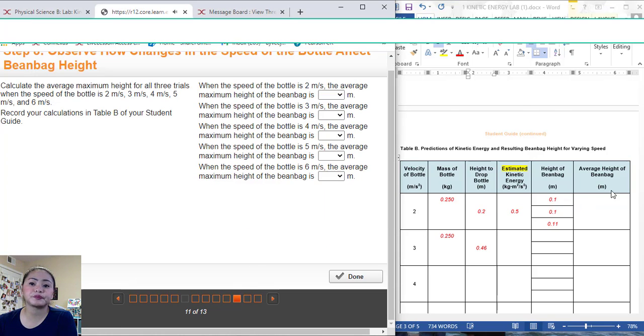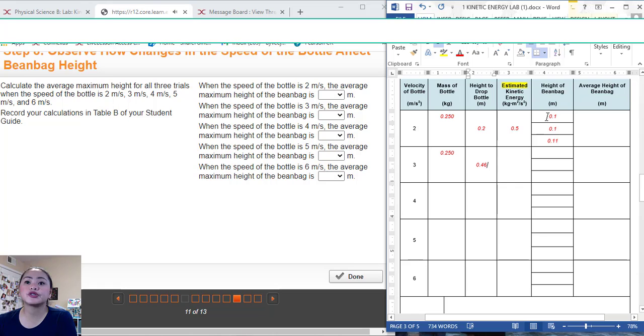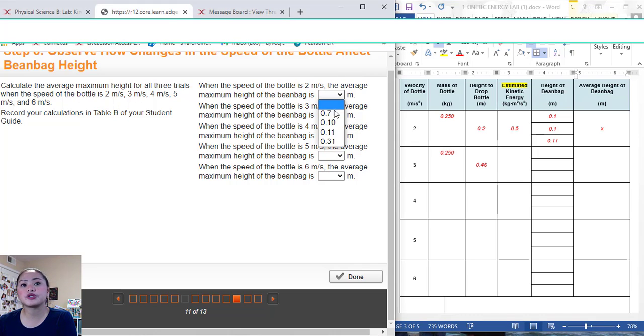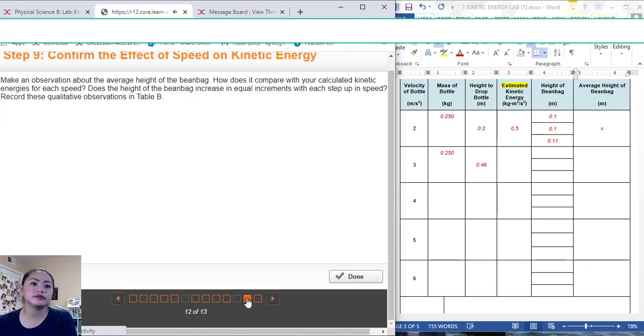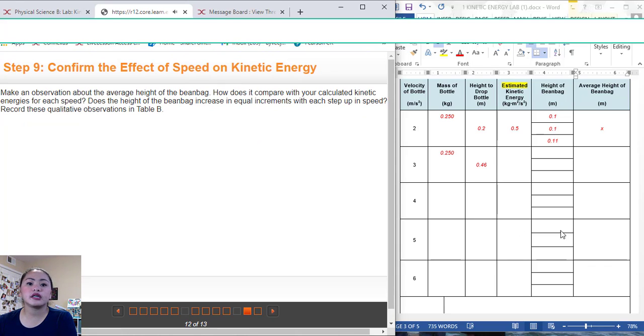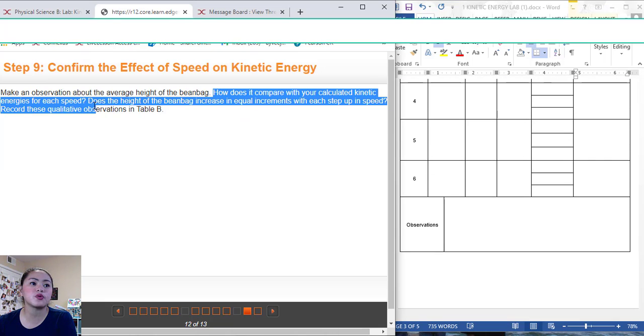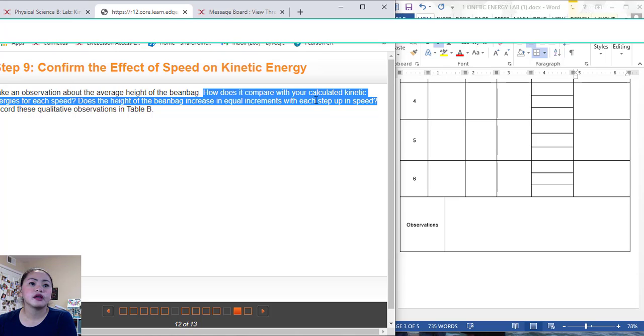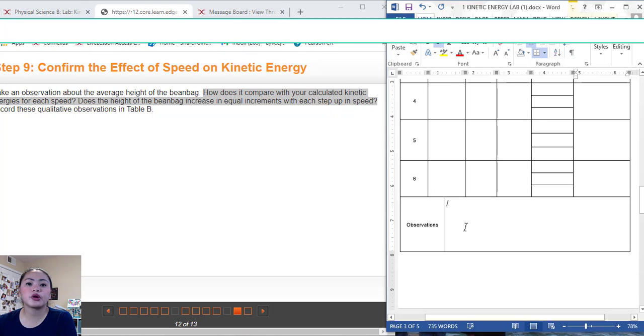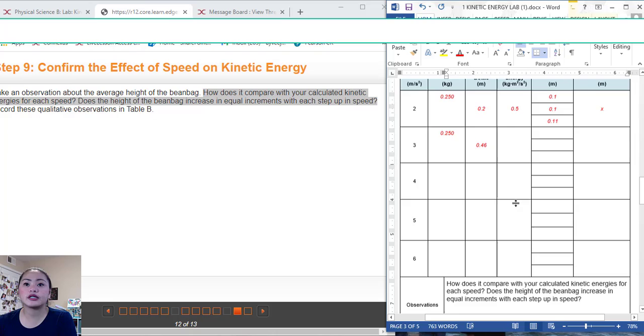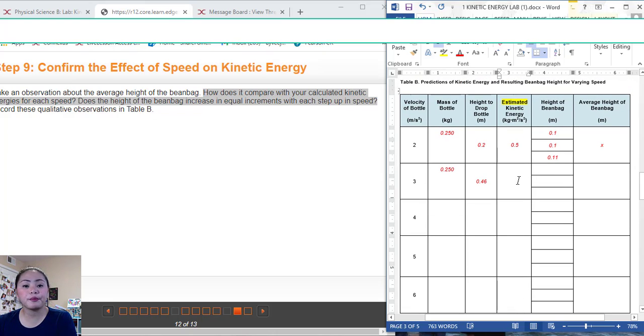And then here you are going to get all the averages and put the numbers here. Say you got X, so here you're just going to choose which one is X. Okay, and then click on done. And then here is your observation part. You are going to answer this question: how does it compare with your calculated kinetic energy? So here, for example, just an example, you got 0.75.